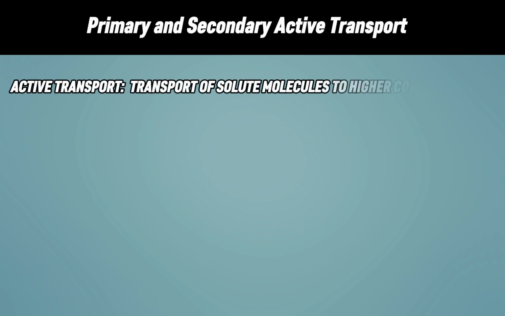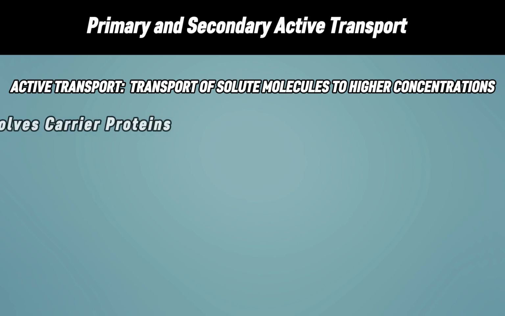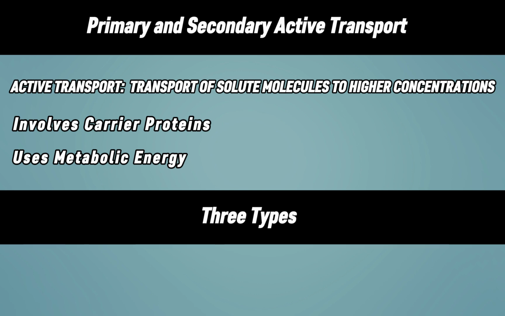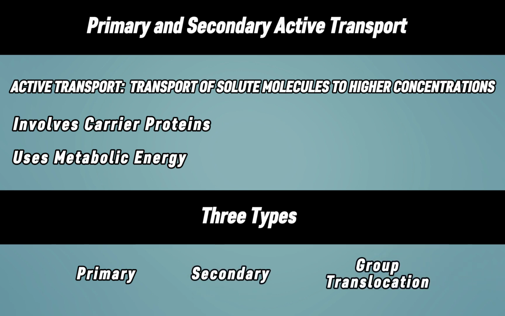Firstly, we should know about active transport. Active transport is the transport of solute molecules to higher concentrations with the input of metabolic energy. Active transport resembles facilitated diffusion in that it involves carrier proteins. Active transport differs from facilitated diffusion because it uses metabolic energy and can concentrate substances within the cell. Three types of active transport are observed in bacteria: primary active transport, secondary active transport, and group translocation.